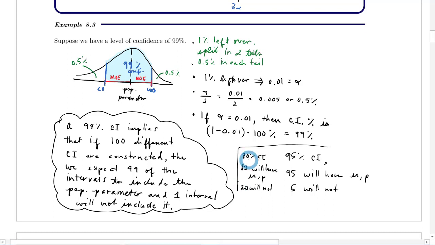So we do like them pretty high, and that's why the alpha is such a little percentage of the tail, right? Because the tail is really small because we want this confidence interval to really contain this population parameter.